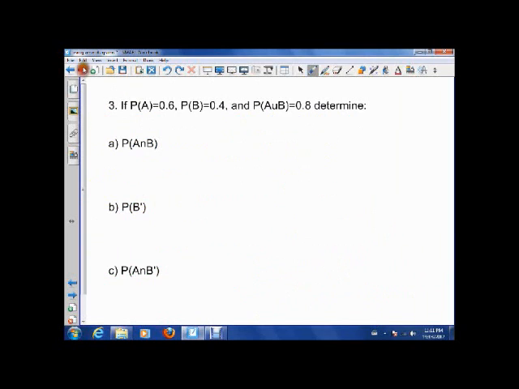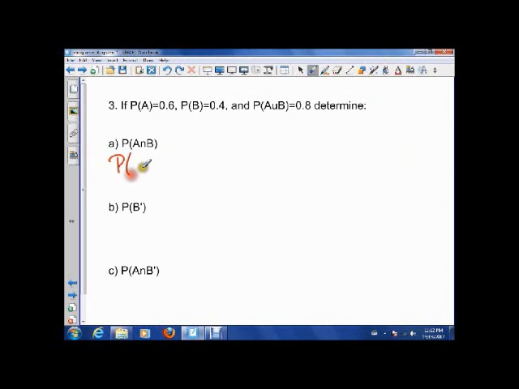All right. So here is a little bit more of an abstract one. We have the probability of A is 0.6, the probability of B is 0.4, and the probability of A union B is 0.8. We want to figure out the probability of the intersection. Well, we know that there's an equation that relates A, B, union, and intersection. So let's write that equation down.